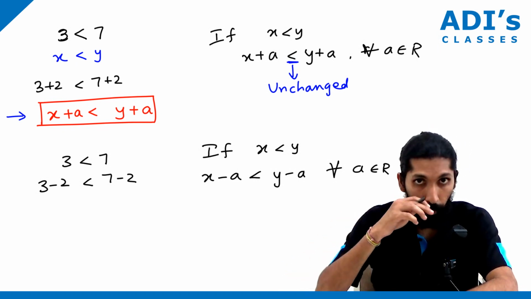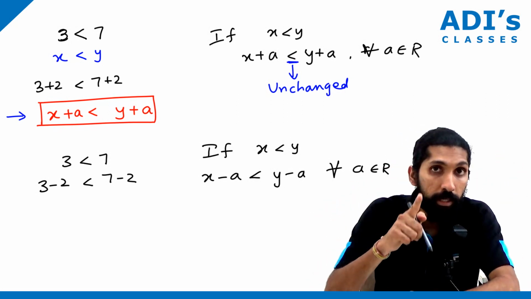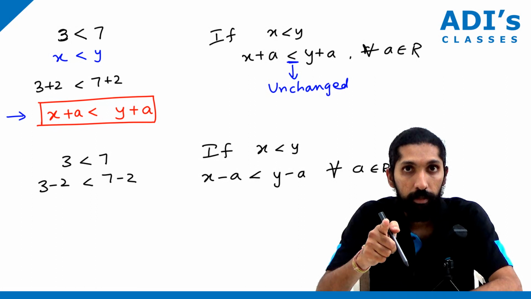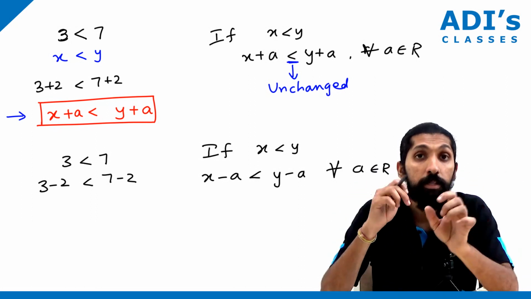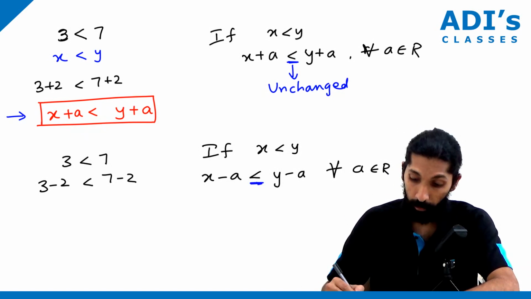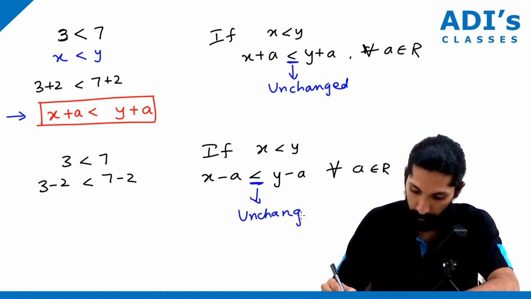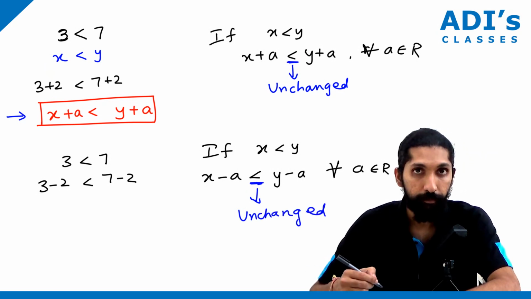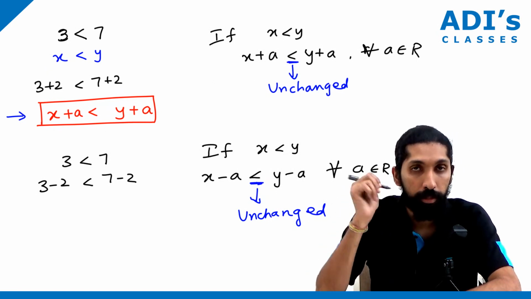Again, the key point of this property is not about subtracting. It's about the inequality. Keep this in mind. Alright, so it's never about minus a plus a whatsoever. It's always about this inequality what we have. This remains unchanged. Fair enough? So we added, we subtracted. Now we'll go for multiplication and division.